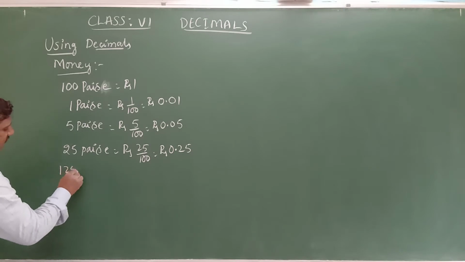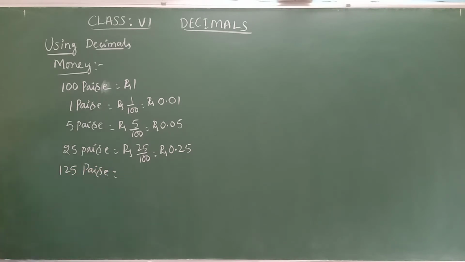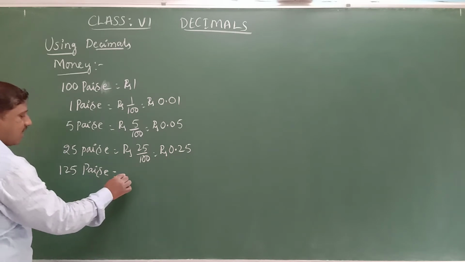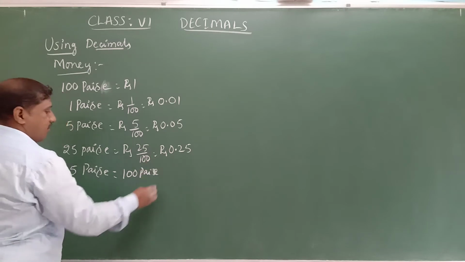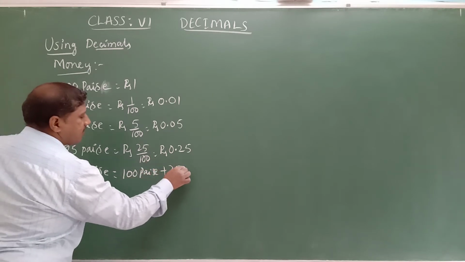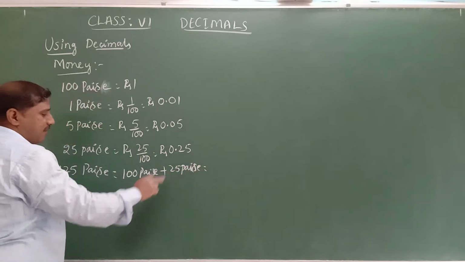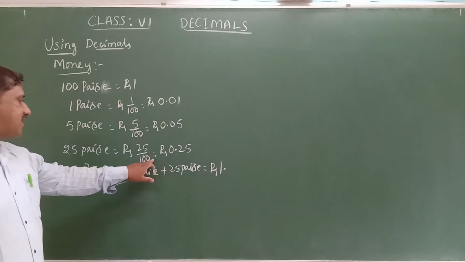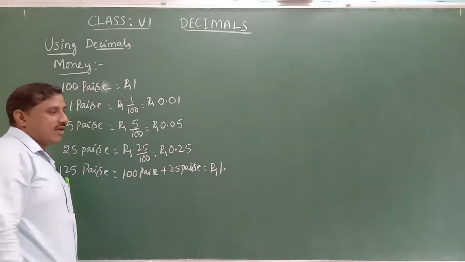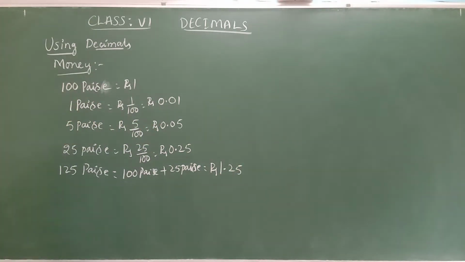Now 125 paise, how to convert this? 125 paise means it is 100 paise plus 25 paise. 100 paise means it is 1 rupee. 25 paise is equal to how much? 0.25, so that is 1.25. We get 1.25 rupees, or 125 by 100.